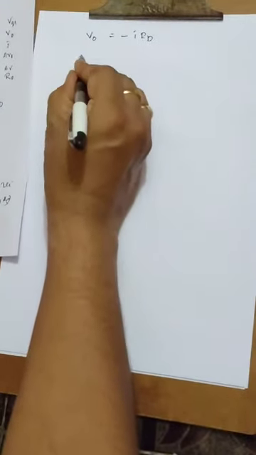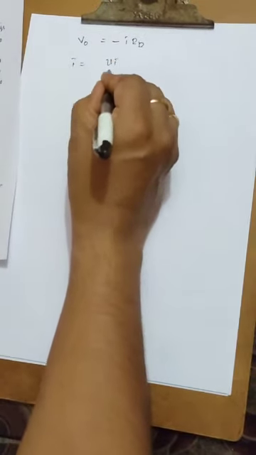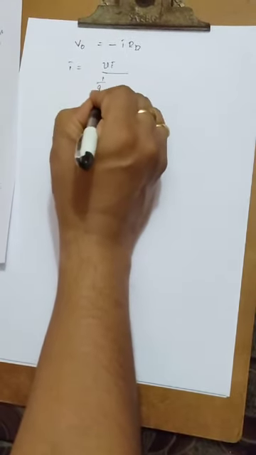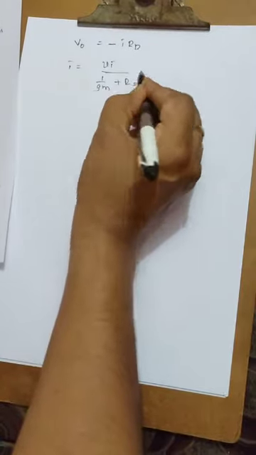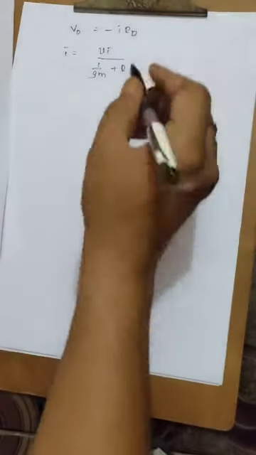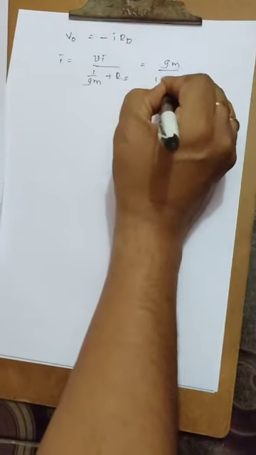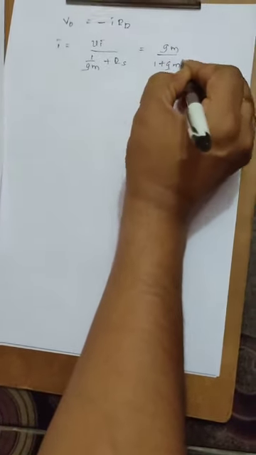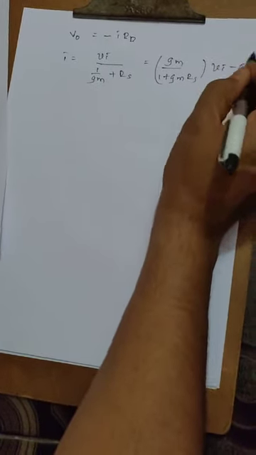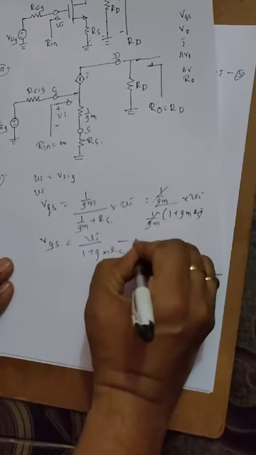And hence the current is equal to, what is the current? Current is equal to the input voltage divided by the sum of the total resistance in the source lead, that is 1 by gm plus Rs. So by simplifying this equation, I get the current I as gm into Vi divided by 1 plus gm into Rs. Now call this equation number 3, this equation number 2, and this equation number 1.